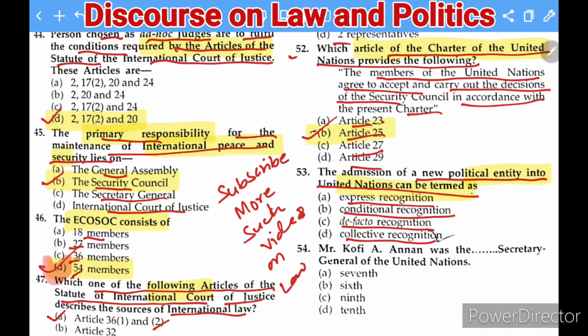Okay, so now give the answer here. The answer is collective recognition. So this is the right answer.